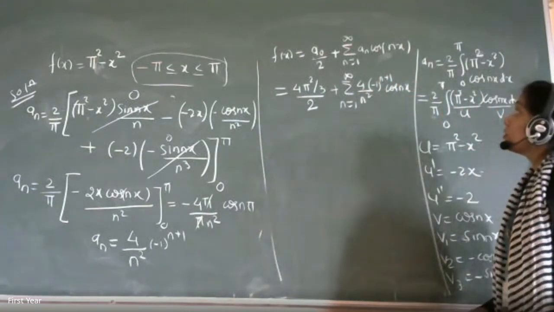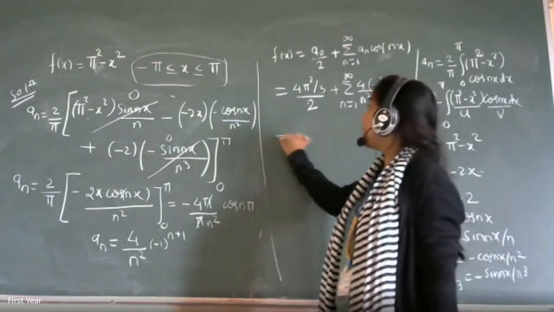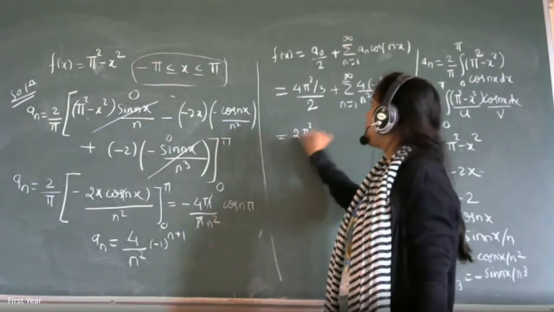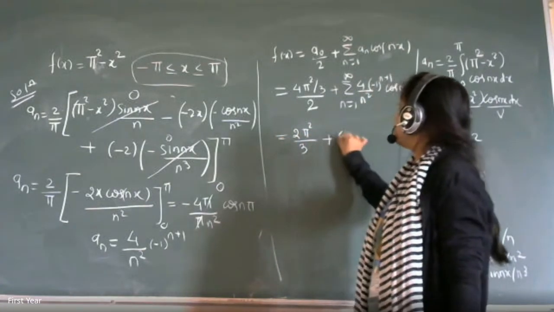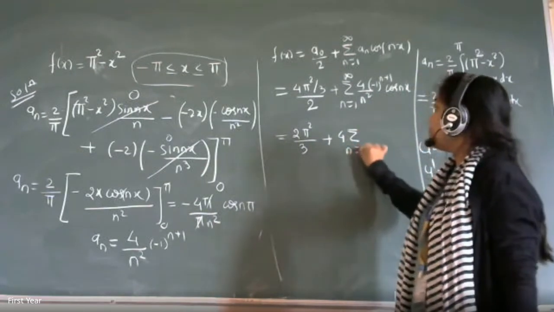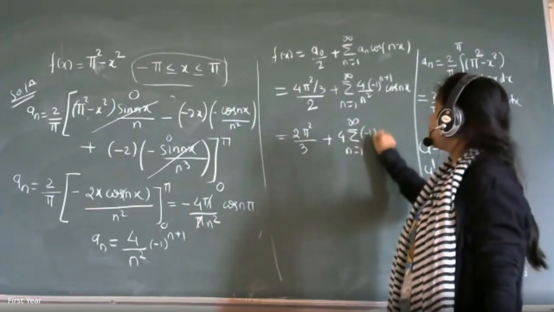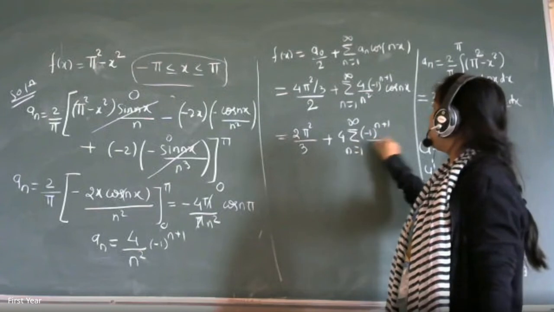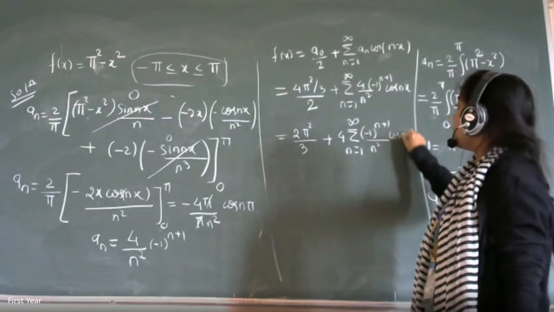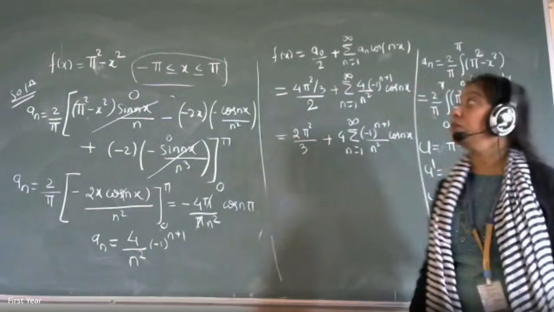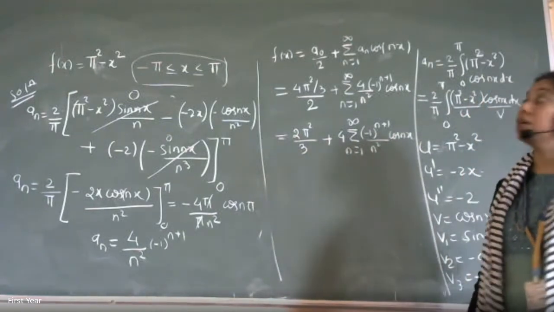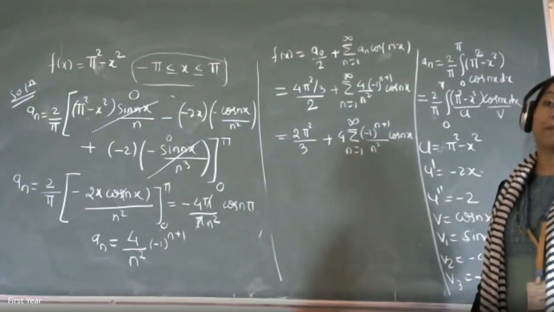That's your concept. So simplify and write 2 pi square by 3 plus 4 summation n from 1 to infinity, minus 1 raised to n plus 1 upon n square cos of nx. This is the Fourier series expansion of pi square minus x square in the interval minus pi to pi. Okay?